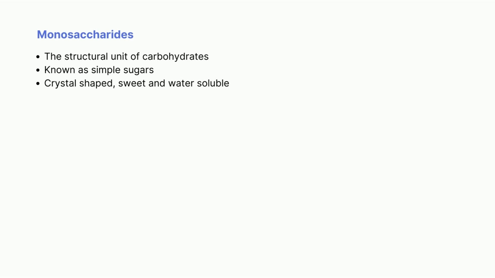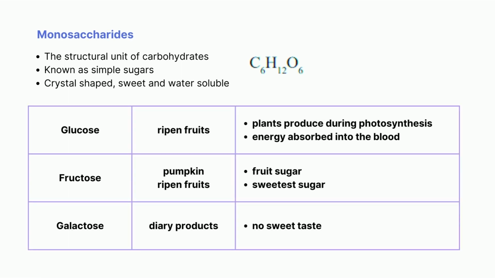They are crystal-shaped, sweet, and water-soluble. The molecular formula of monosaccharide is C6H12O6. There are three different monosaccharides that we are going to discuss. All these monosaccharides have the same molecular formula. Under this we will be looking at glucose, fructose, and galactose.